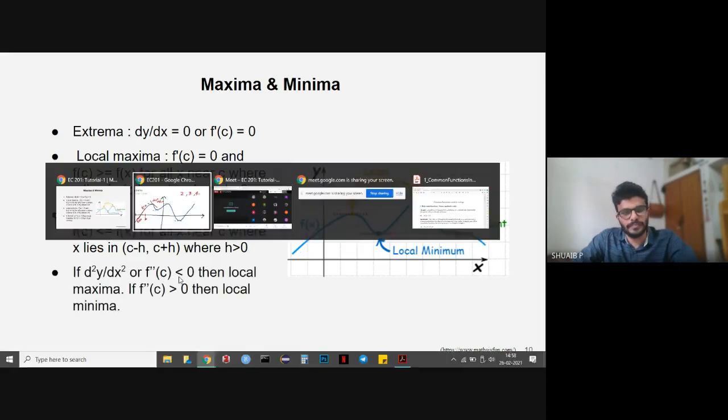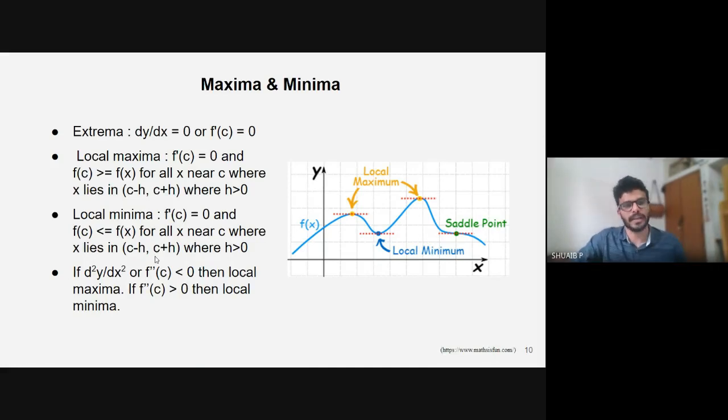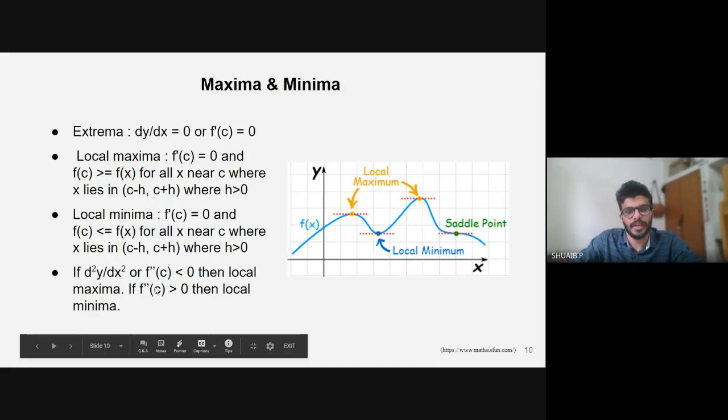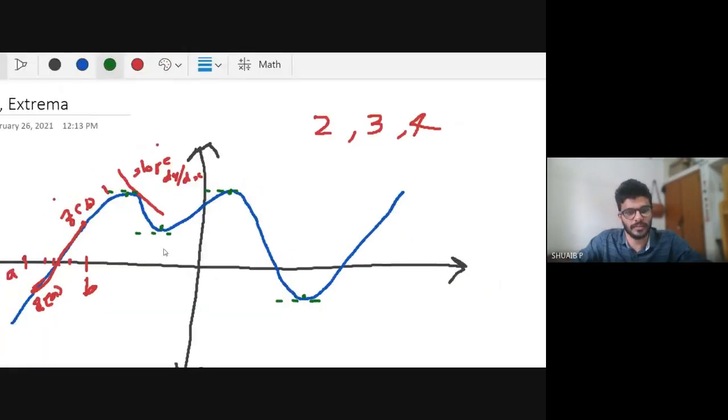Without looking into the graph, we can find out whether the extrema is a maxima or minima by computing the double derivative of that function. If the double derivative at that point is less than 0, it will be a local maxima. If it's greater than 0, it will be a local minima. I can explain this in more detail using the graph.